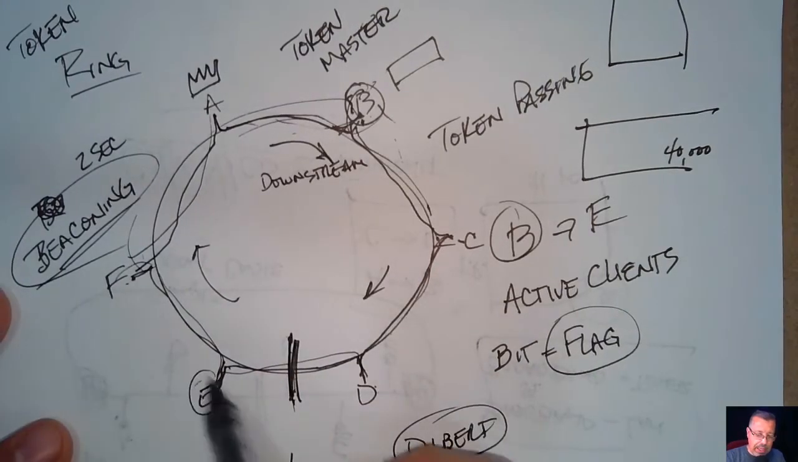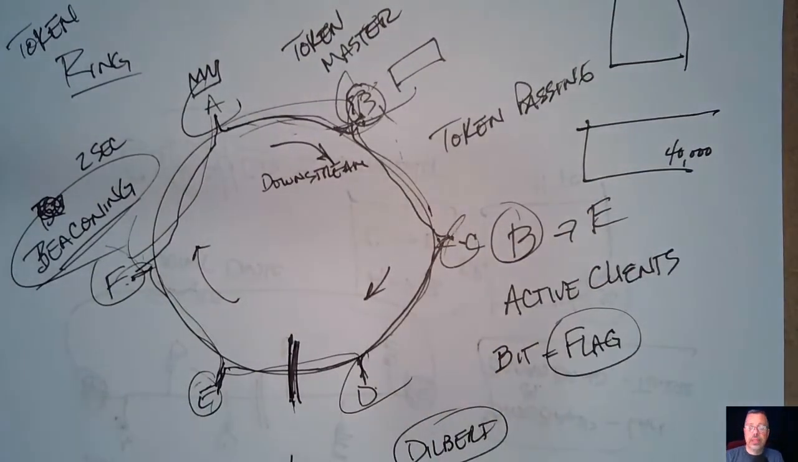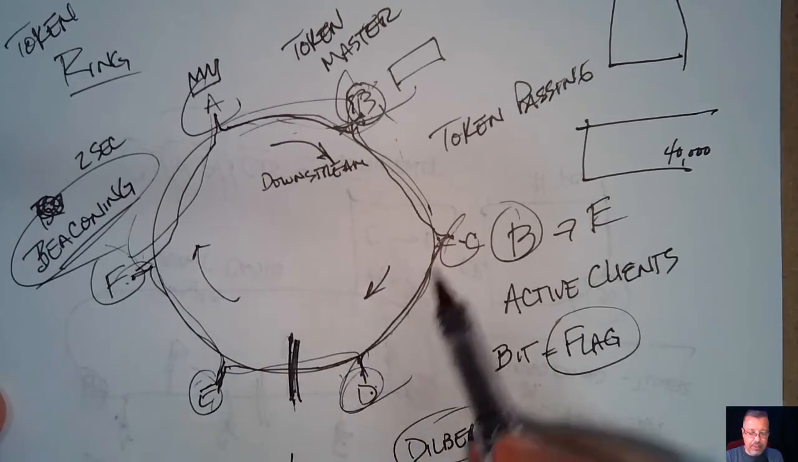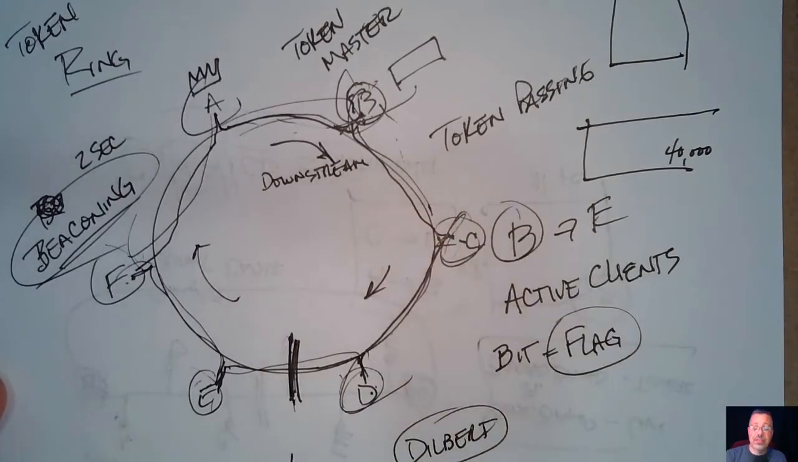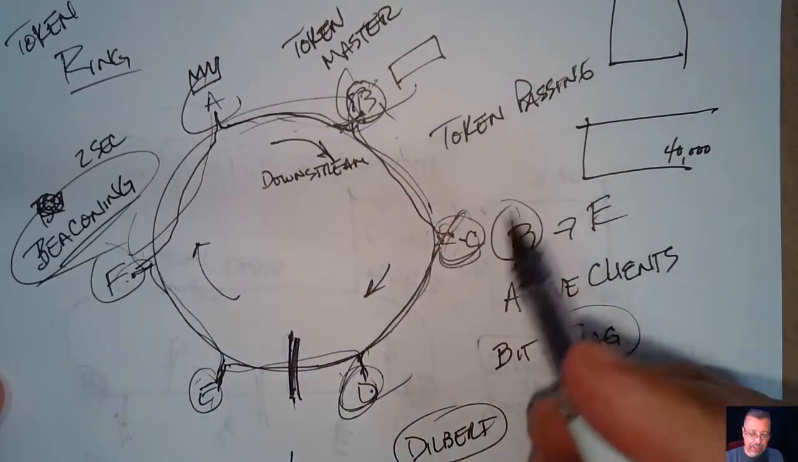Immediately, E, F, A, B, C, and D all start to beacon. So they all start generating special tokens and sending them downstream. Now, let's see what happens. So D generates that beacon and sends it downstream. C generates the same type of beacon and the beacon just says, hey, I'm D and I'm not getting anything from my upstream neighbor. Hey, I'm C and I'm not getting anything from my upstream neighbor.